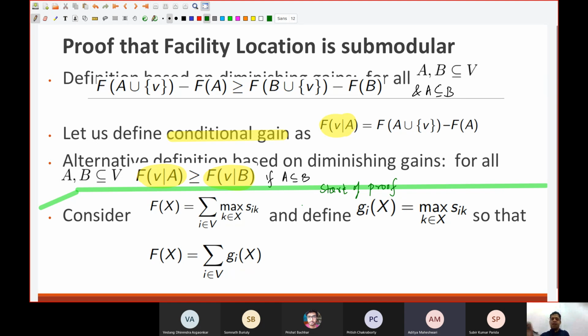Okay, I'm going to give you a beginning here and you have to help me complete. So consider F of X is facility location, max over k in X of s_ik, summed over all i in V. And I have now defined g_i(X) such that this g_i(X) just corresponds to this component. I don't want to deal with the entire function. The whole idea is to deal with it in parts. And that's exactly g_i(X). Basically for any single point, I just find the most similar point k in X and plug that in.